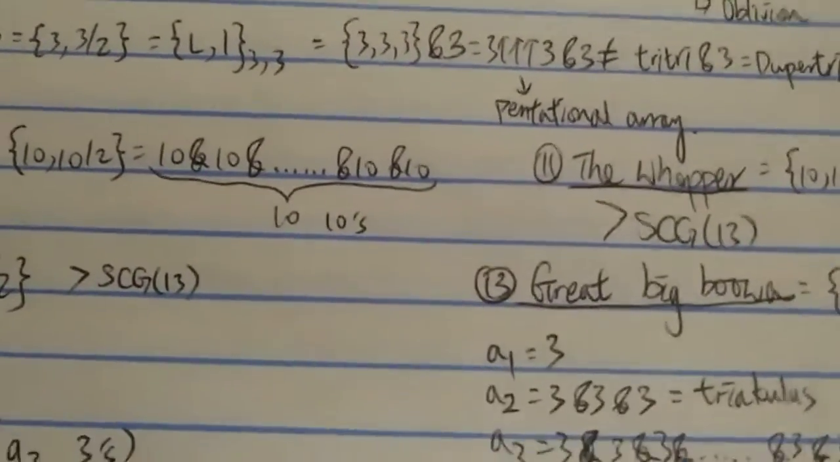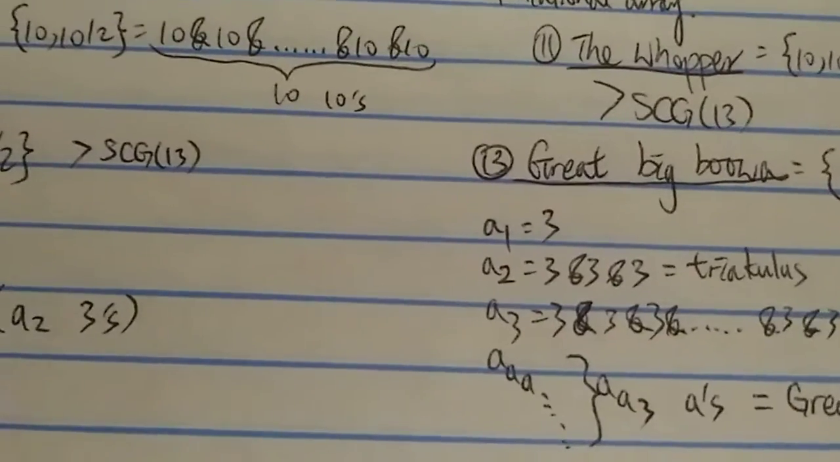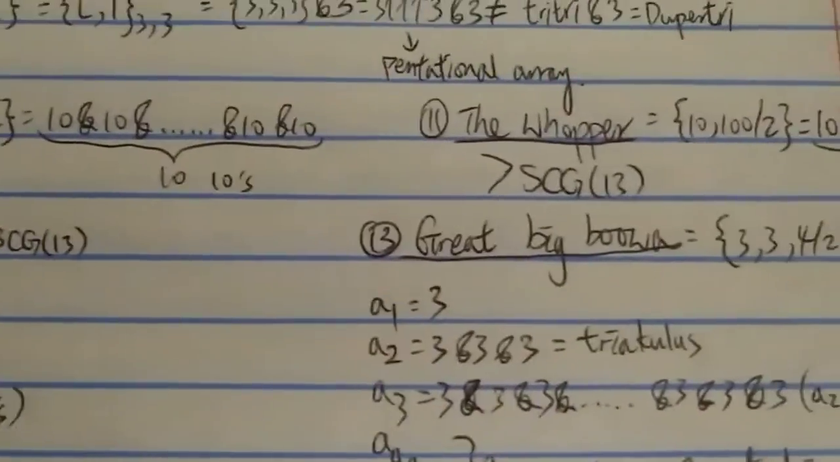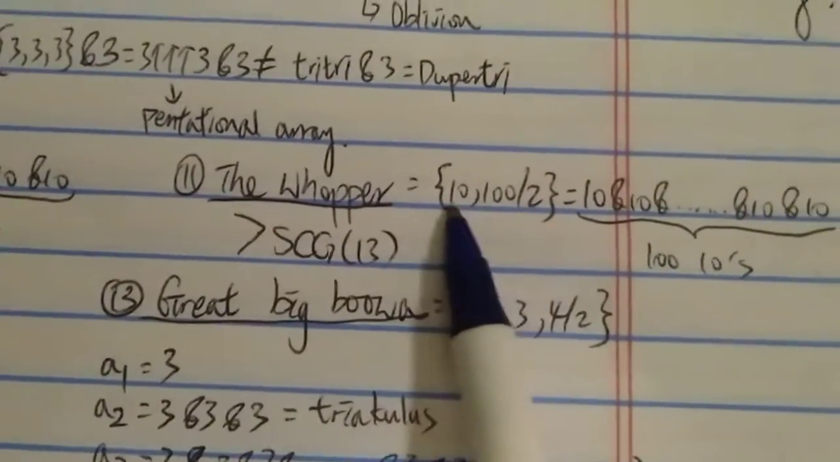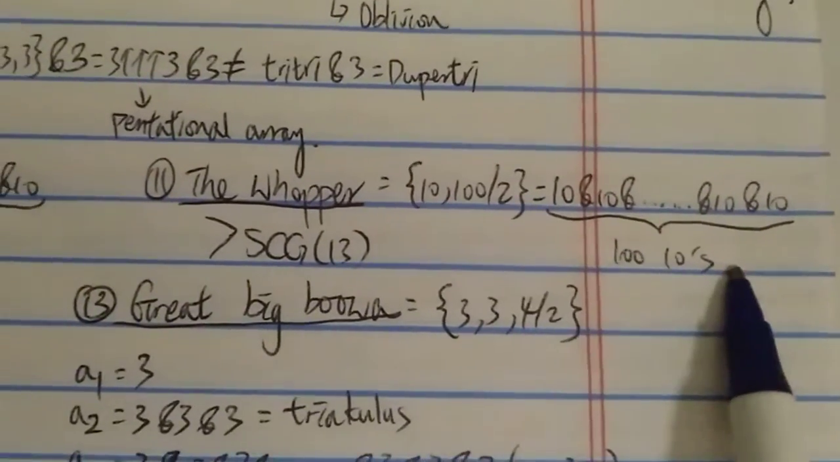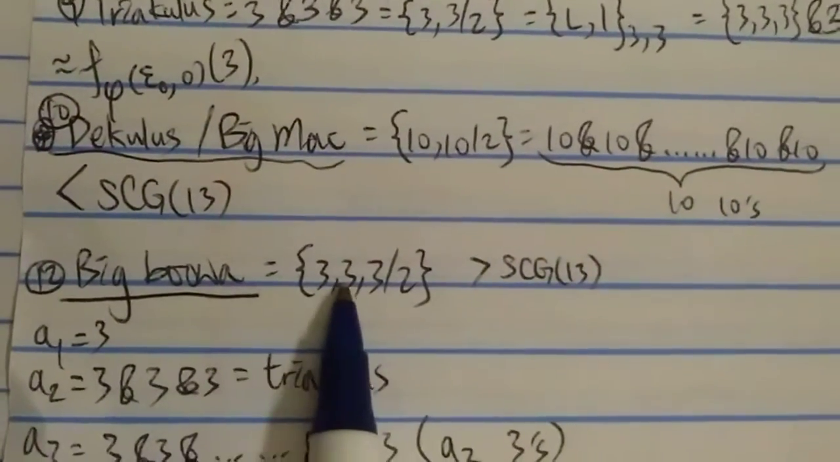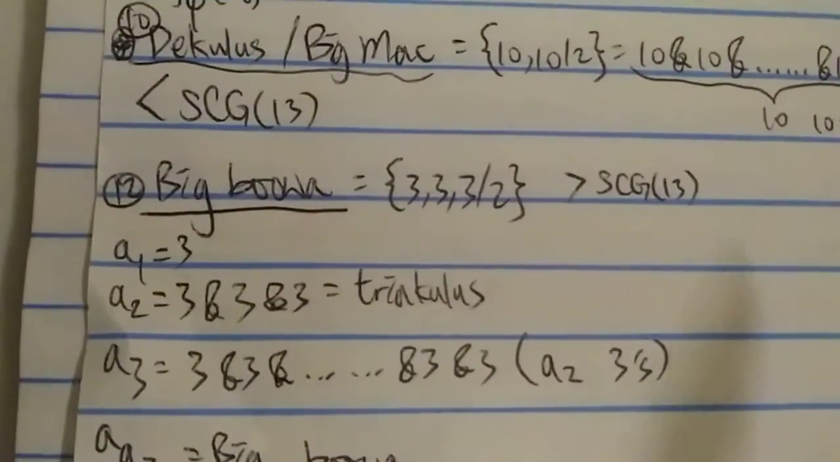And tree 3, as you know, is very, very crazy, unbelievably bigger than Graham's number. But using BEAF, you can write something this simple to beat it. However, it's ill-defined. But anyway, the next one is the Whopper, which is 10 100/2, which means something like that with 100 tens. And again, much bigger than SCG13. The next one is Big Boowa, which is something like this, 333/2. Again, much bigger than SCG13.